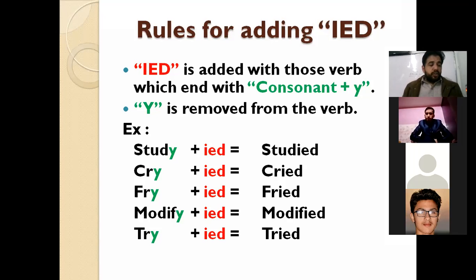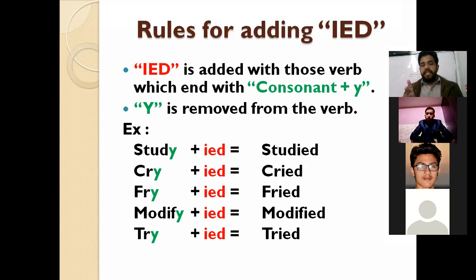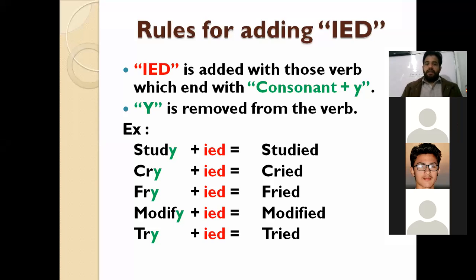So there are two types of verbs for us. We call regular verb, we call irregular verb. Regular verbs are those verbs which can change from first form to second form by the help of D, ED, and IED. We already explained where to add D, where to add ED, where to add IED. Is it clear? Yes, sir. Okay.